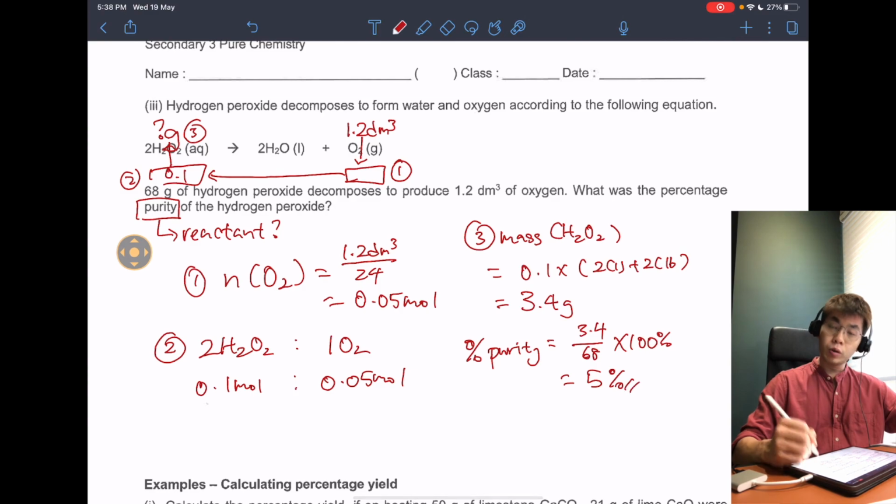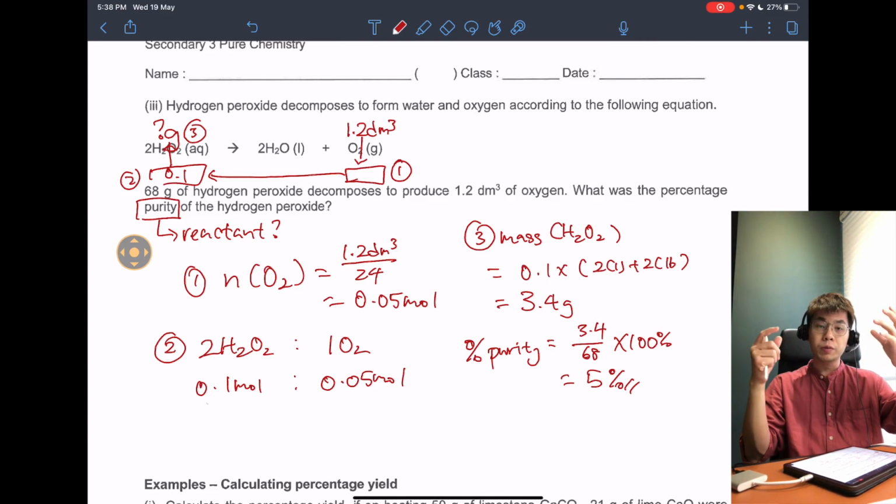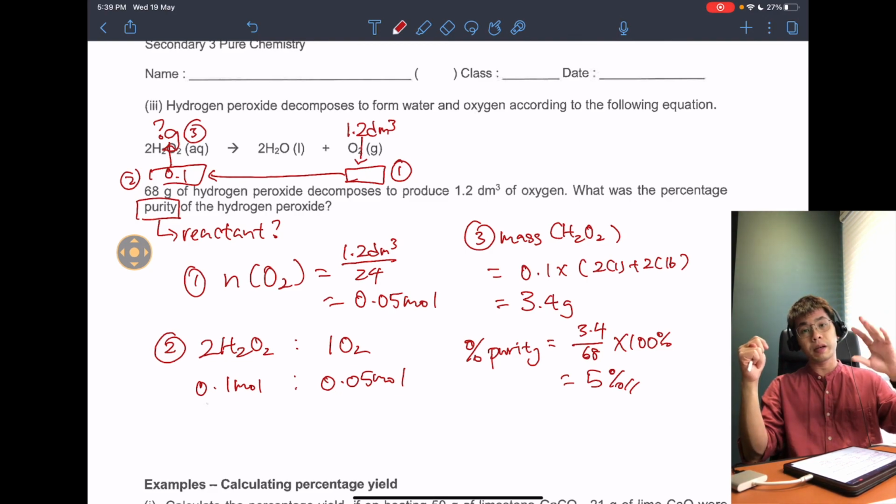So some of you might be shocked, wow, how come the percentage purity is so low? So over here, hydrogen peroxide purity is always very low because 100% hydrogen peroxide will spontaneously explode. So most of the time when we sell hydrogen peroxide, we always sell them below 10% hydrogen peroxide. For schools, we only sell it at 5% and below.